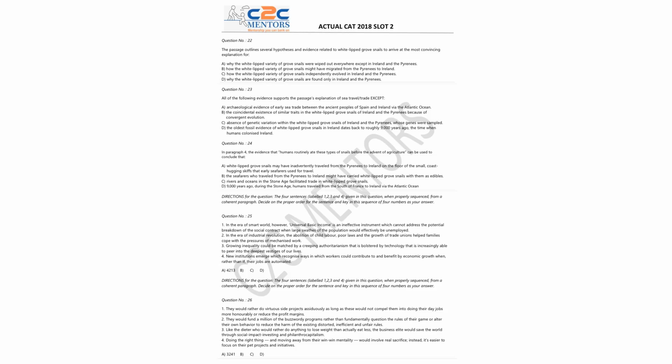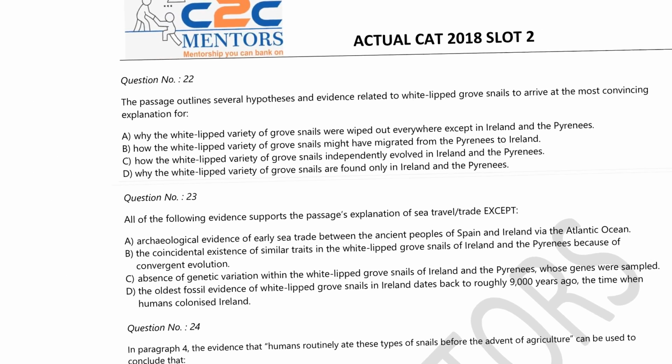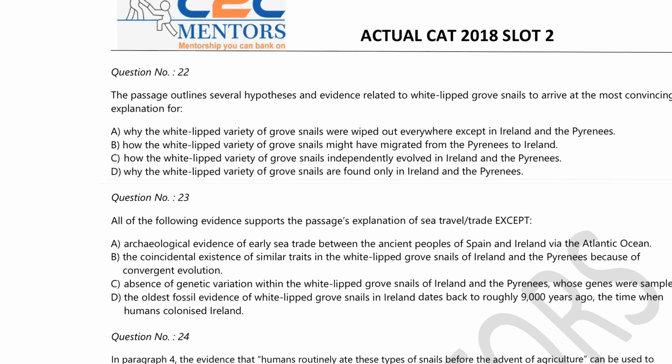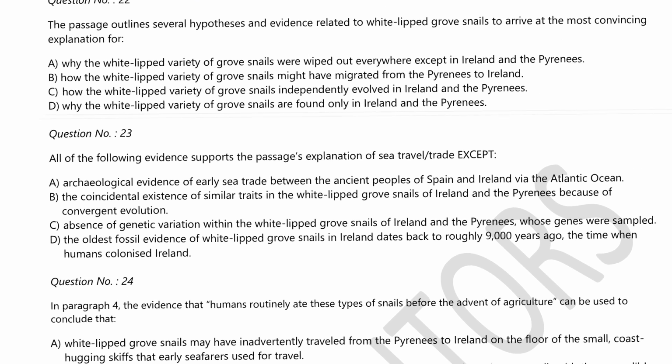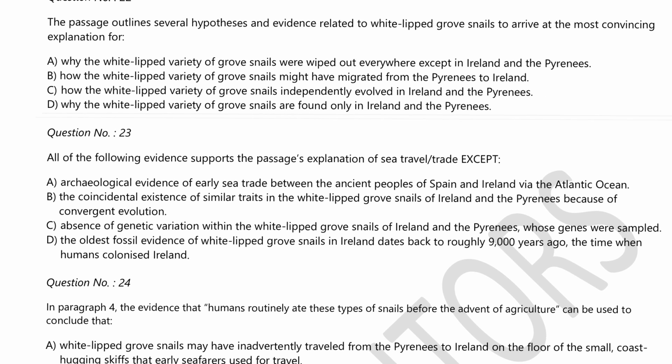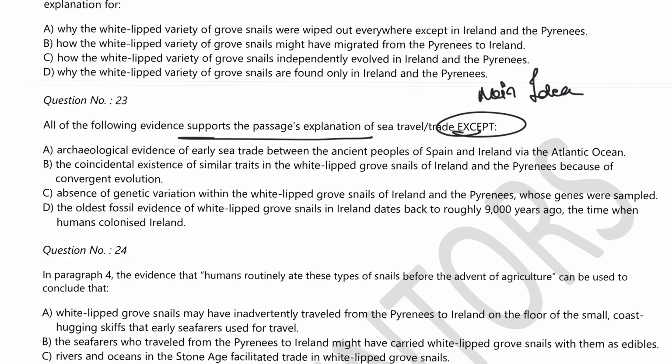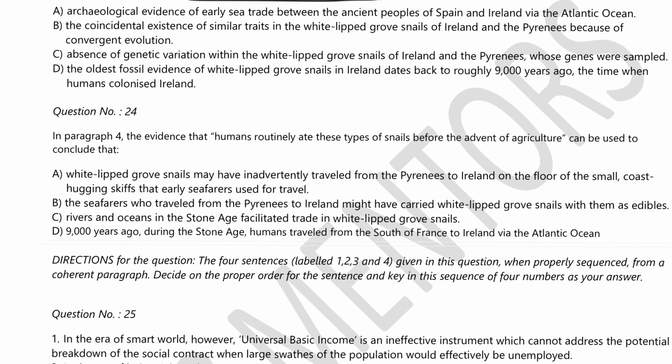What do we have? Okay, this is fact based. Let's move ahead. Hypothesis. The passage outlines several hypotheses. This can be main idea, but this is a little bit tough to crack. Okay. All of the following evidence supports the passage's explanation, except, again, something that is not forming part of main idea. Beautiful. Let's move ahead. 24 is again going to be your fact-based question, so I'm going to leave that aside. Okay, that's it. So fine.